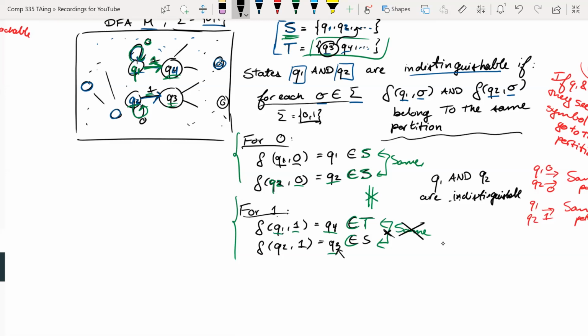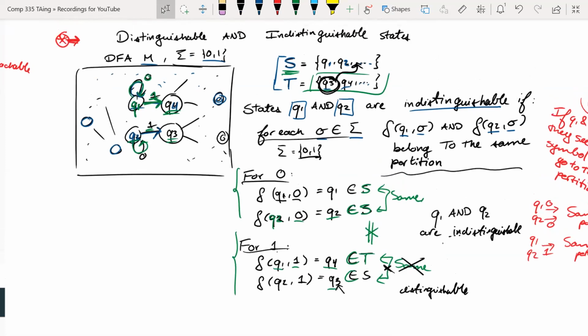Because you don't have that condition anymore, if this case was occurring when Q3 was part of S, then they would be distinguishable instead. So that's the idea of indistinguishable and distinguishable. I understand that for now it might not seem super clear why I'm talking about this, but it's going to be clear when I look at the algorithm in a few seconds.